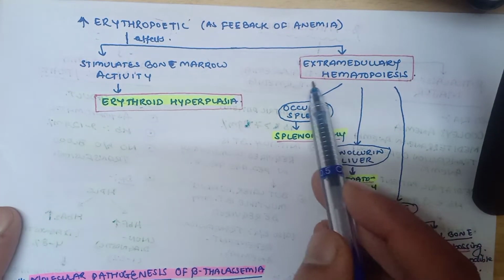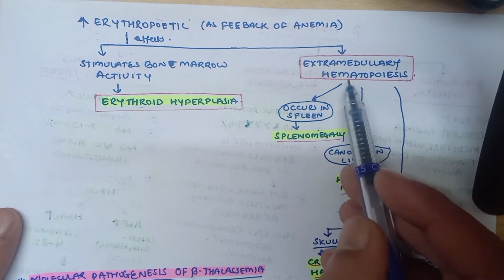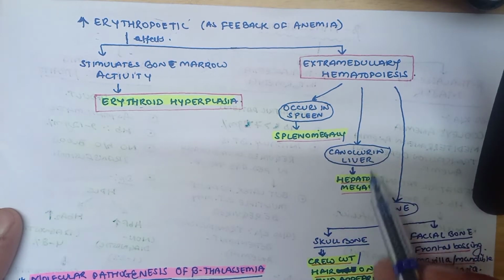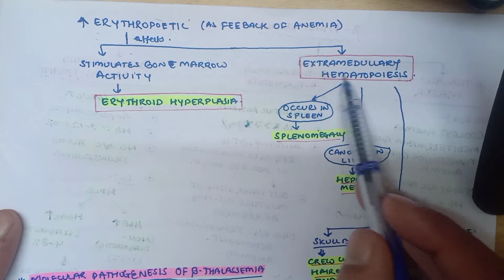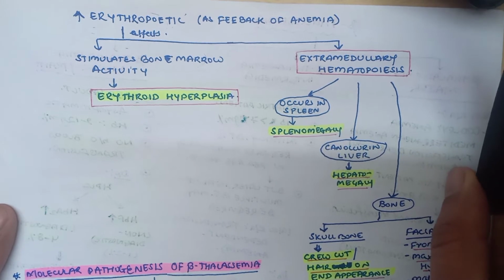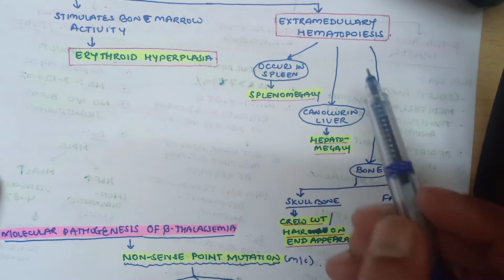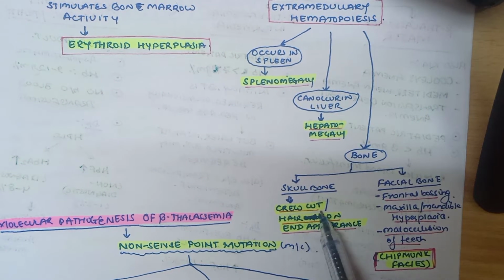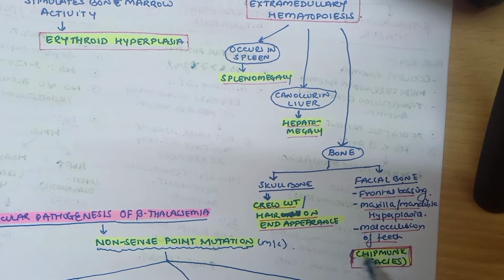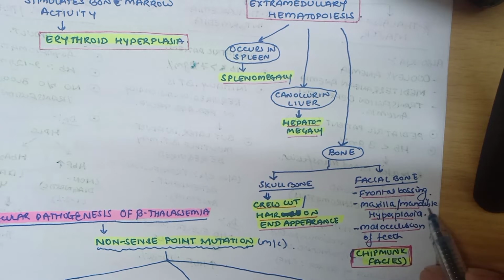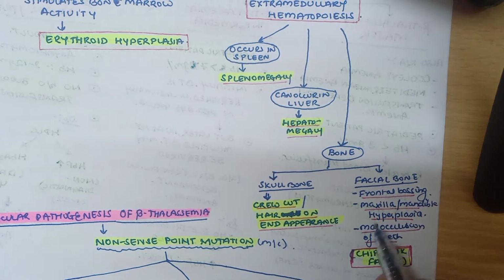It will also affect extramedullary hematopoiesis. As it will be occurring in the spleen, there will be splenomegaly. When it occurs in the liver, it will result in hepatomegaly. When extramedullary hematopoiesis occurs in the skull bone, it will result in crew cut or hair on end appearance. When it occurs on the facial bone, it will cause chipmunk facies, where there will be frontal bossing, maxilla and mandible hyperplasia, and malocclusion of teeth.